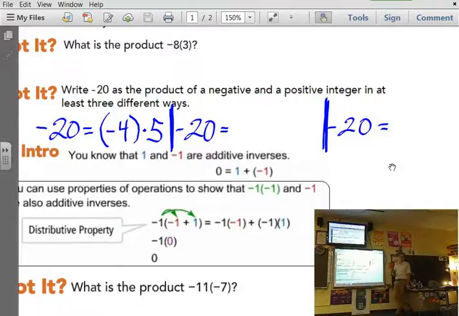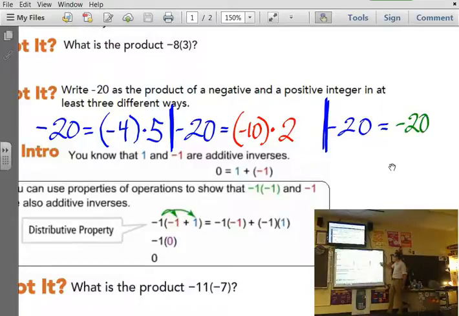Or negative 4 times 4, commutative property. Are you trying to give me another? Yep. I'm going to bounce around. Who else? Yeah, Xavier. Negative 10 times 2. Shane? Negative 20 times 1. Yeah, I can use the number itself and just multiply by 1. If I do something one time, I end up with the exact same thing I started with.